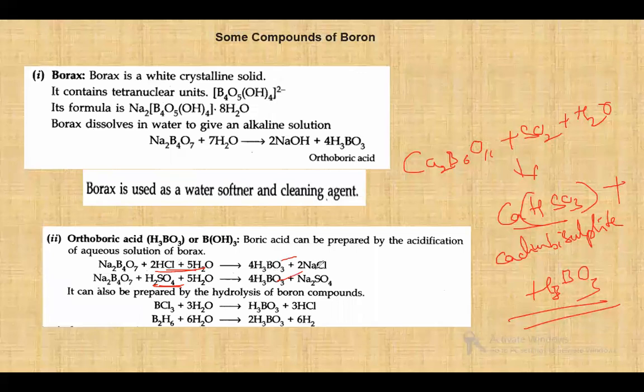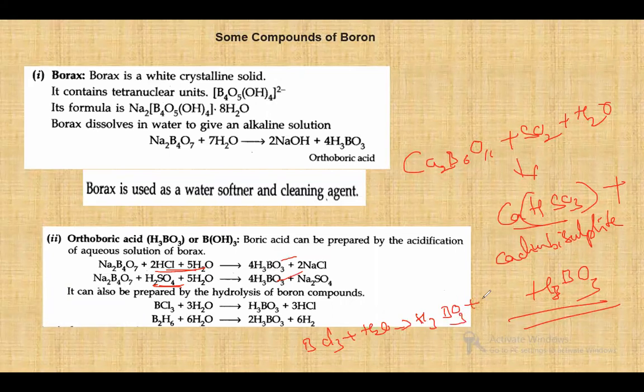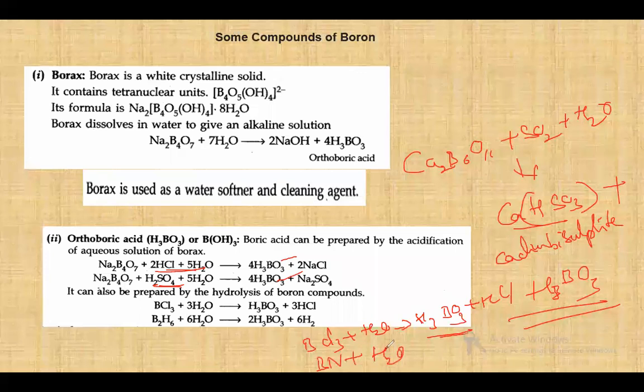And also from the hydrolysis of boron compounds. For example, boron trichloride, BCl3, on hydrolysis, treated with water H2O, will give H3BO3 with the liberation of hydrochloric acid. So this is another method of preparation of boric acid, the hydrolysis of the boron halides, BCl3 or BN. This can also be prepared from boron nitride, BN, which on hydrolysis with H2O gives rise to H3BO3, boric acid, plus NH3, ammonia.